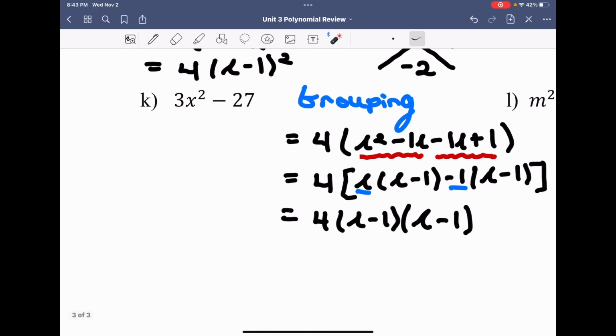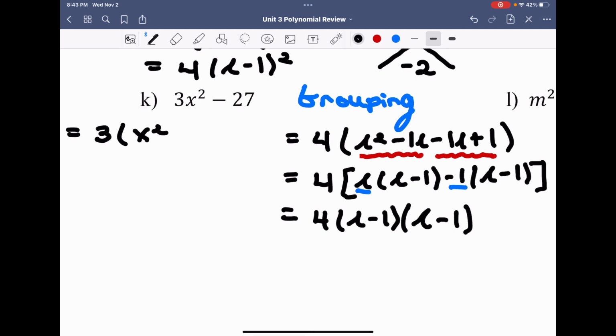Okay, if I go down to example K here, this is actually a special form of factoring that's being hidden by a GCF. Step 1, I'm going to remove the GCF. I can divide both of these by 3, leaving me with x squared. 27 divided by 3 is minus 9. And now I have two terms in the brackets being subtracted from each other.